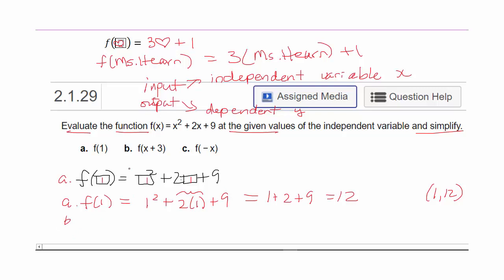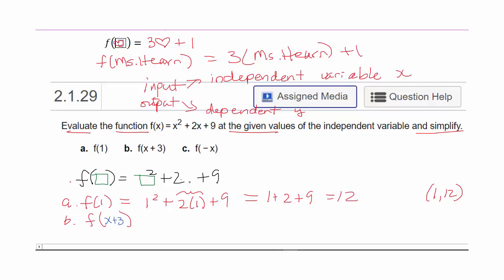Part B, they're asking us to plug in x plus 3, and people find this very confusing. I'm going to give it a different color to emphasize that we're plugging it in. All right, so what are we really doing? We're putting it into that box that I talked about. Don't think of it as an x, think of it as a box. All right, so we're plugging in a box. f of whatever equals whatever squared plus 2 times whatever plus 9.